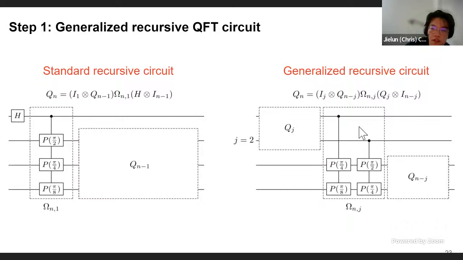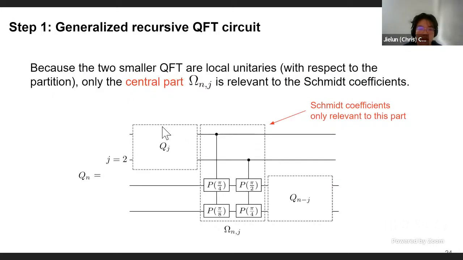And for this central part, the phase gate is in the central part if and only if it goes across the partition of your system. So it depends on the choice of j. Because the two smaller QFT circuits are locally unitary with respect to the partition, we can say that only the central part, where the phase gate goes across the partition, is relevant to the Schmidt coefficients. So we only need to focus on this part to tackle the Schmidt coefficients.